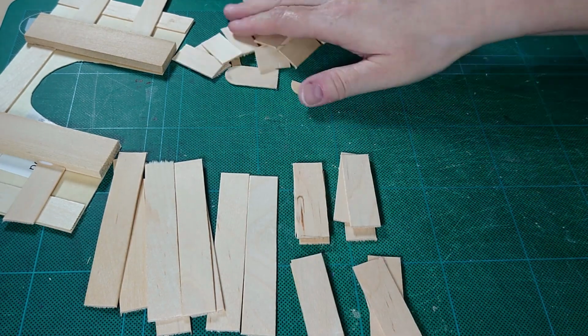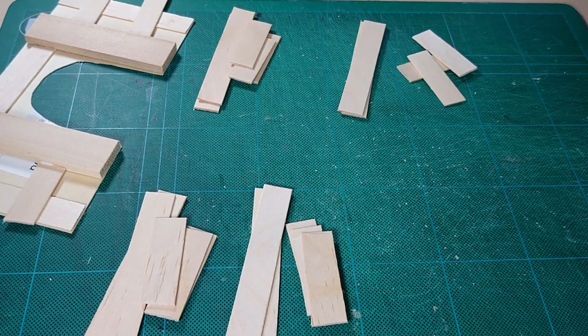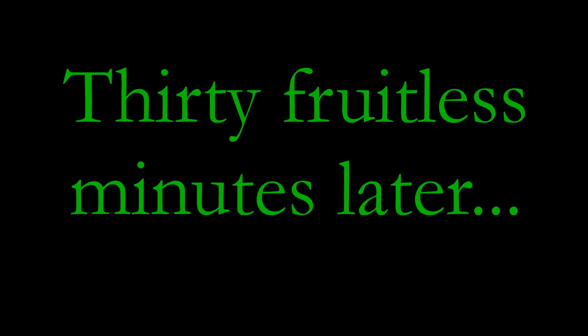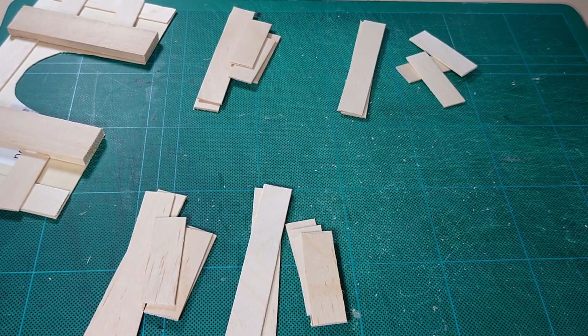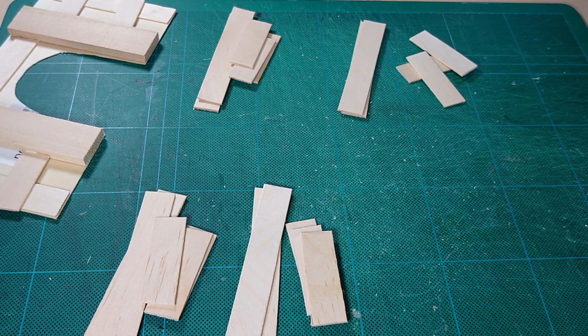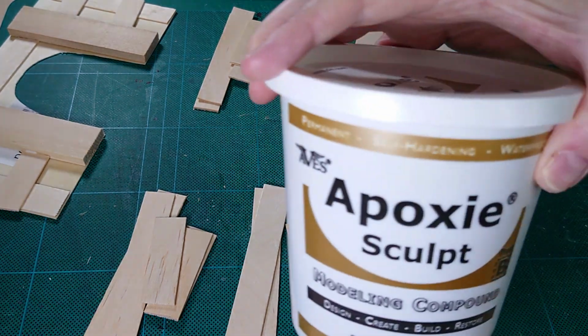The next thing I'm going to do is start to put these together. Let's see if the glue gun is going to work for me now. Okay, I've decided that rather than using the glue gun, I'm going to attach the pieces of the bookcases together using my old favourite, epoxy sculpt.